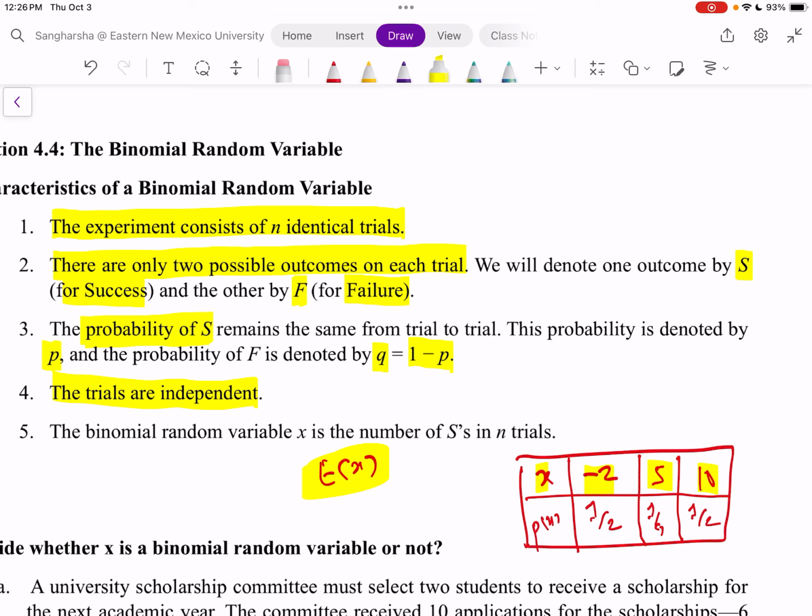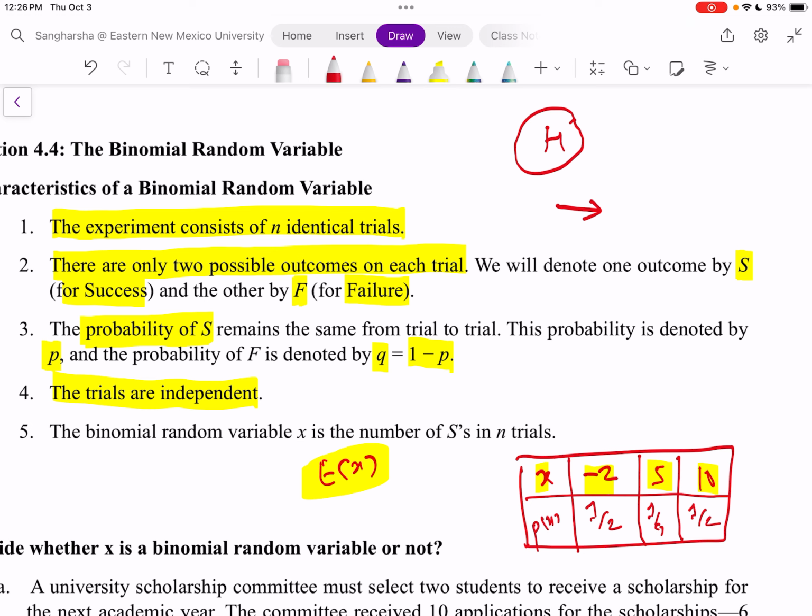It means the probability of getting success in the first trial should not depend on the second trial. Okay, all of those trials, like tossing a coin 5 times, are independent of each other. If you get head on your first trial, does this affect the probability of getting head in the second trial? It does not affect, right? So it does not change the probability in the second trial.